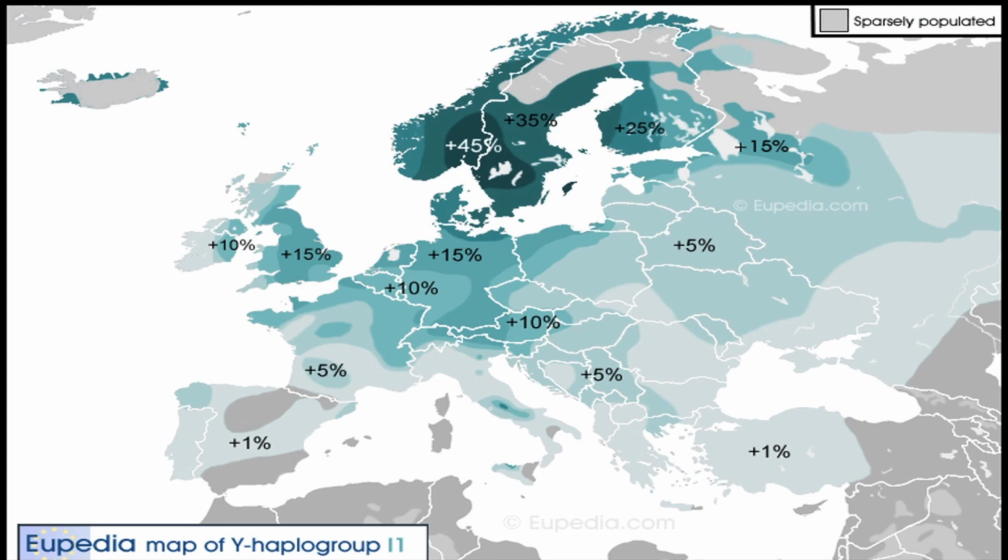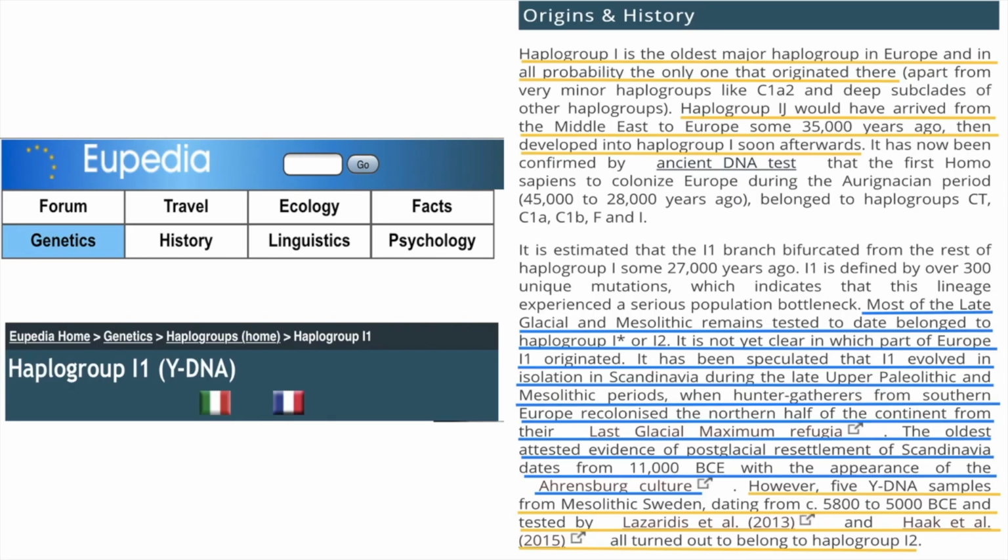And here's a bit of a closer image so you can see. Haplogroup I is the oldest major haplogroup in Europe, and in all probability, the only one that originated there. Haplogroup IJ would have arrived from the Middle East to Europe some 35,000 years ago, then developed into haplogroup I soon afterwards. Most of the late glacial and Mesolithic remains tested to date belong to haplogroup I*, which means ancestral I or one of the oldest I's, or I2.